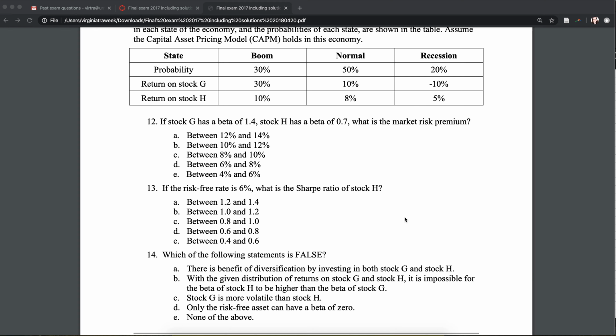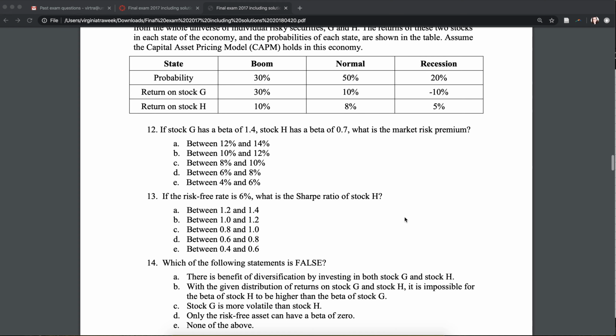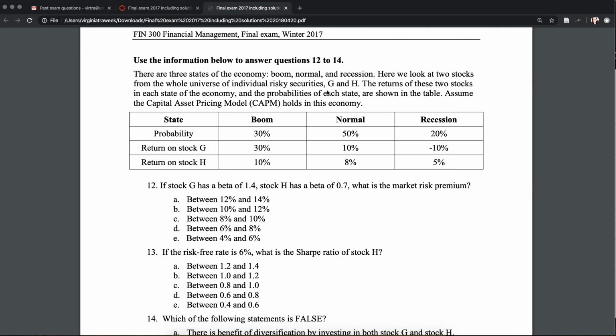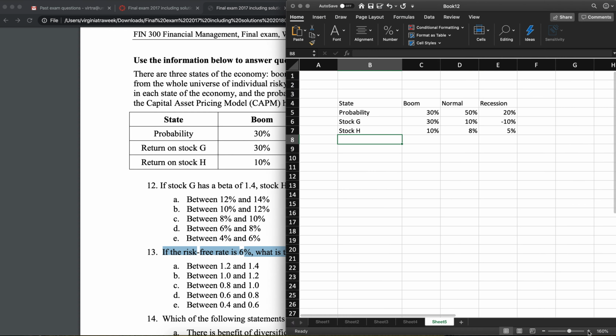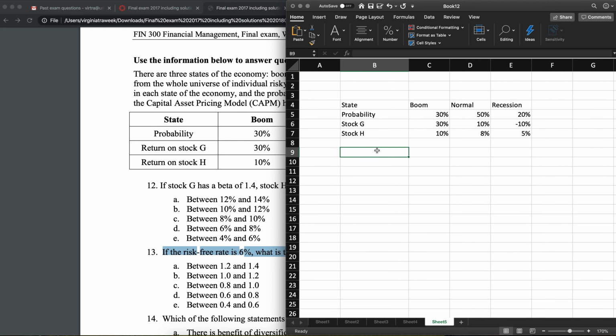This is 2017 final exam, question 13. We have some information about three different stocks. Two stocks and three states of the economy, and we want to know if the risk-free rate is 6%, what's the Sharpe ratio for stock H? I have taken the liberty of pre-typing all of these because it is a pain to not do that.